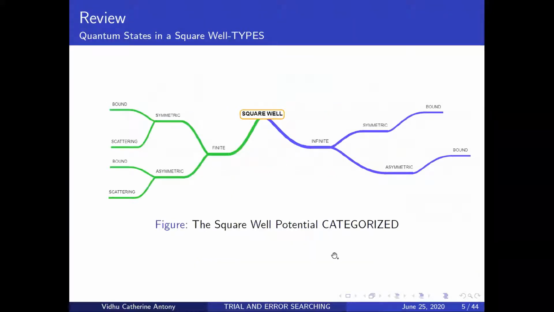Okay, let me just go on to how we can categorize these square wells. What we've done in the first semester is we've categorized this into the finite square well and the infinite square well. What we have to notice here in particular is that we've got bound as well as scattering states in the finite square well, whereas in the infinite square well, you have only bound states. So that's the major thing here to note. Okay, we're going to be solving it for bound states for a finite square well.